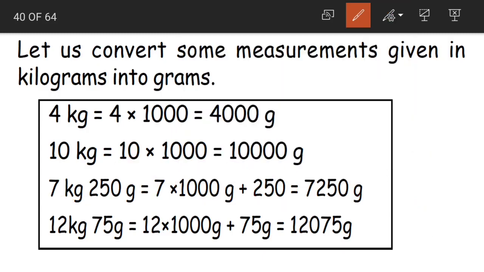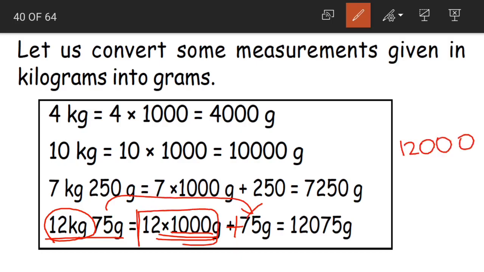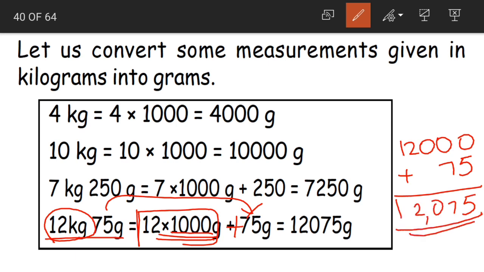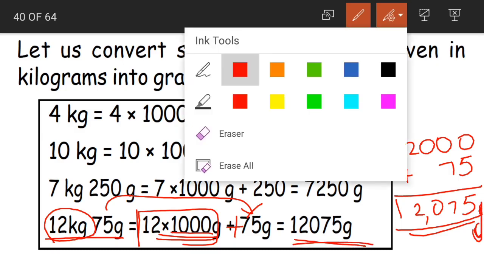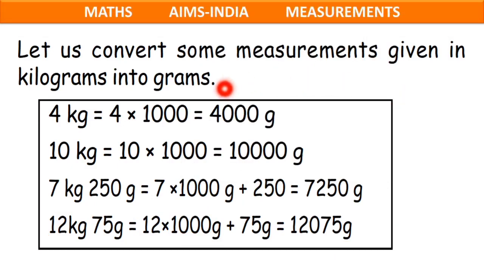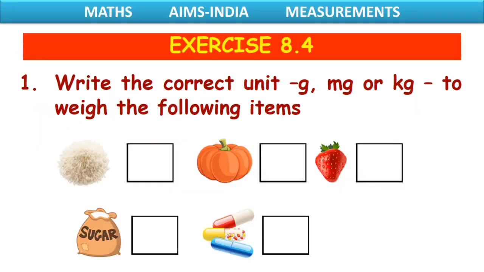And coming to the last example, 12 kg 75 grams. Again children, here 12 is in kilograms, so we'll multiply it by 1000 plus 75 grams as it is. 12 into 1000 is equal to 12,000 plus our 75 grams. We have 12,075 grams. Remember to put the G here. 12,075 grams is our answer. I hope the conversion of measurements from kilograms to grams is clear for you.